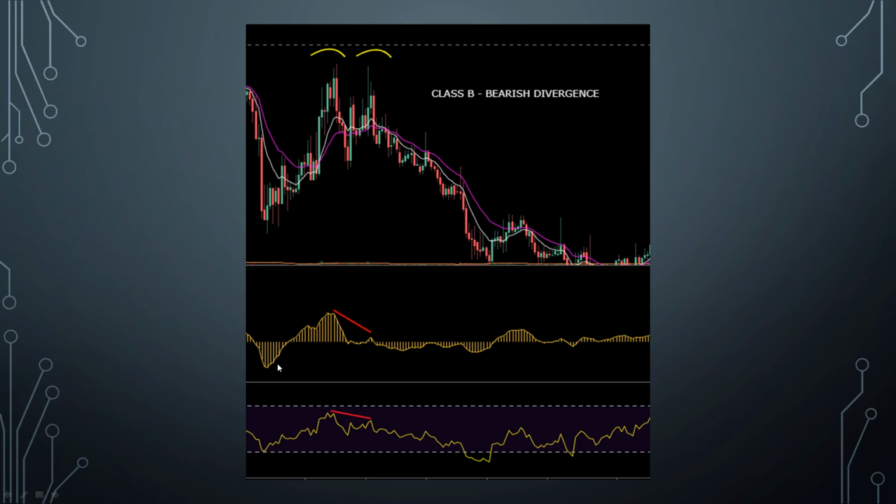As the price moved to its first high, there was good momentum behind it. But as it moved to its second equivalent high, you had significantly less momentum shown in your indicators, both on the RSI and the MACD. That is Class B bearish divergence. So equal tops in price, we still have lower momentum in our indicators.